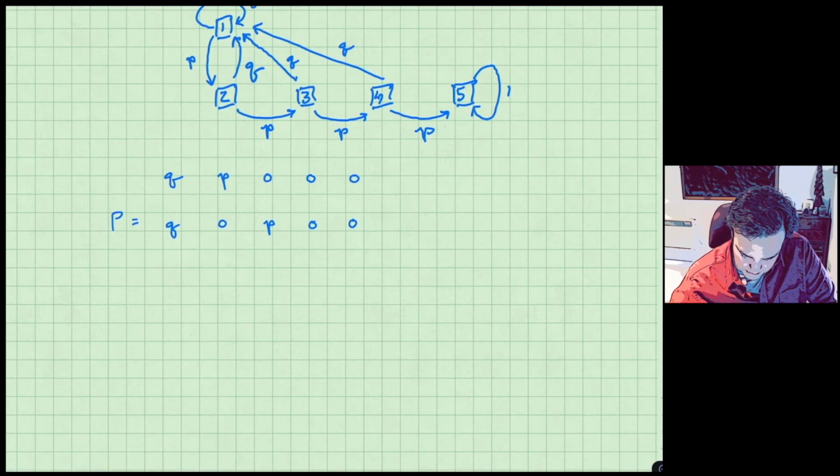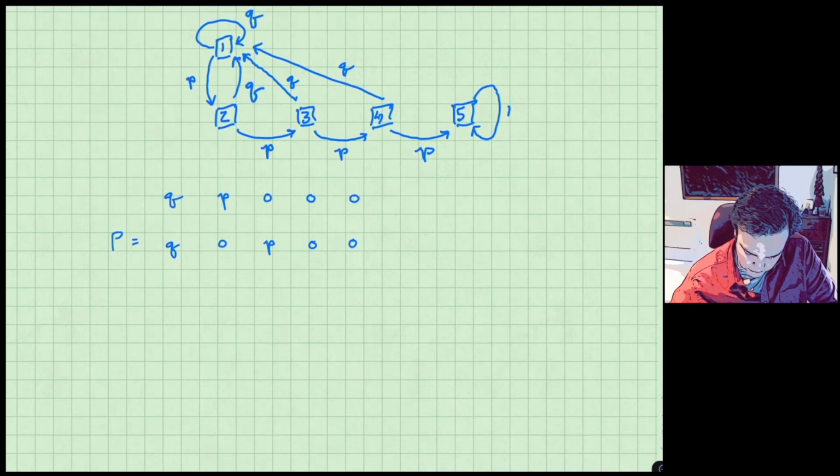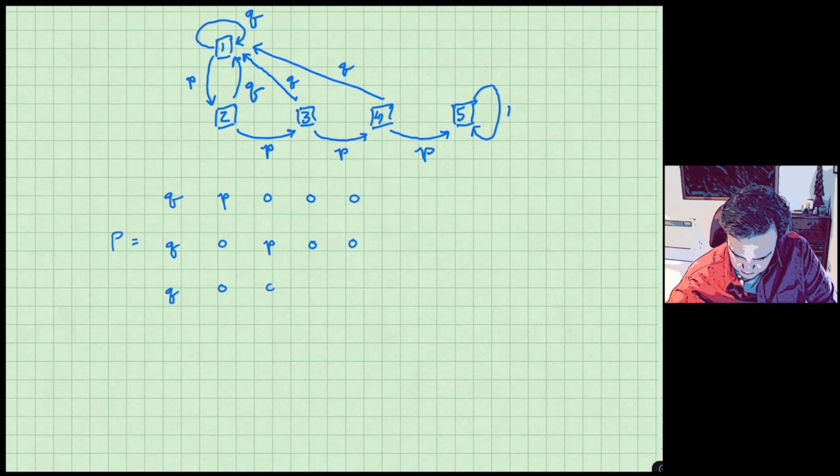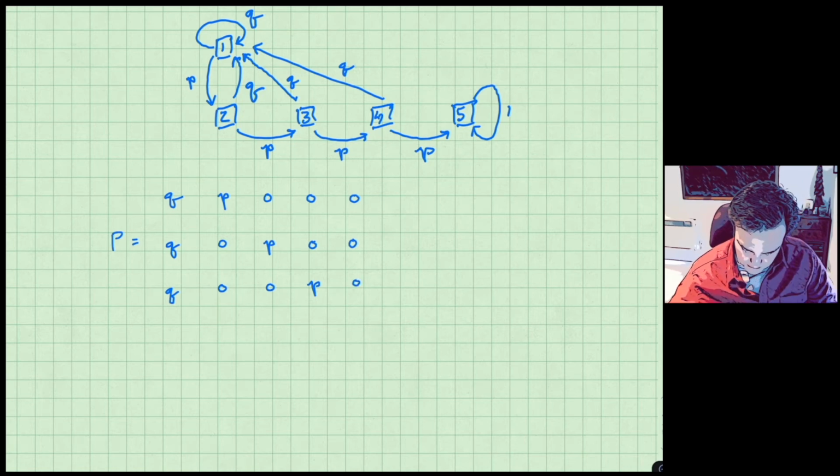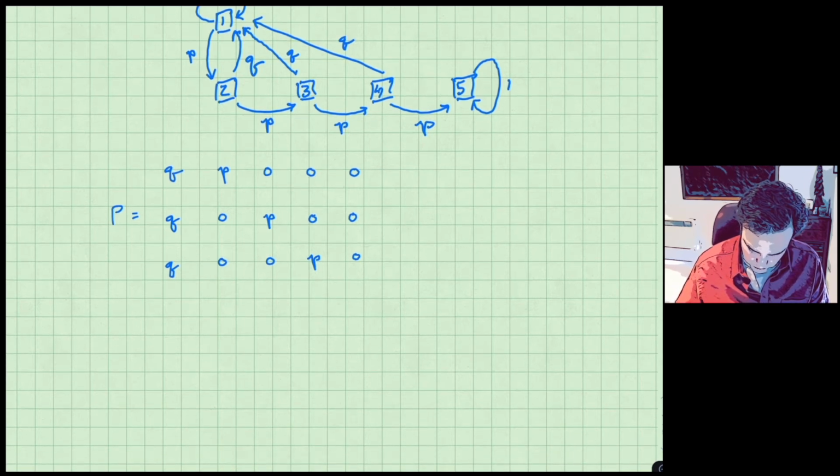Now I'm in state 3. What's the probability of going to state 1? Well, that's Q. Going to state 2 from state 3, not possible. Going to state 3, so returning, nope, can't happen. Going to state 4, that you can do, and that has probability P. And going to state 5 from state 3 can't happen, right? And now row 4, I'm in row 4, I can go back to 1, and I can go to 5, and so you should see the pattern here.